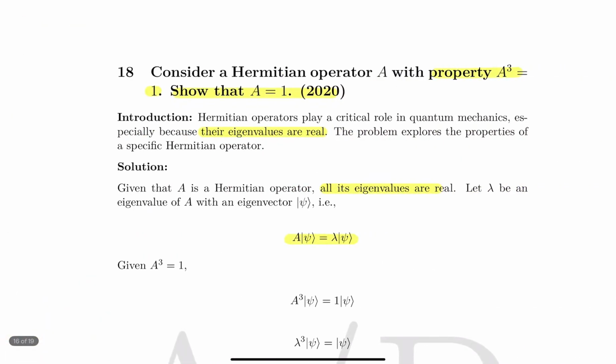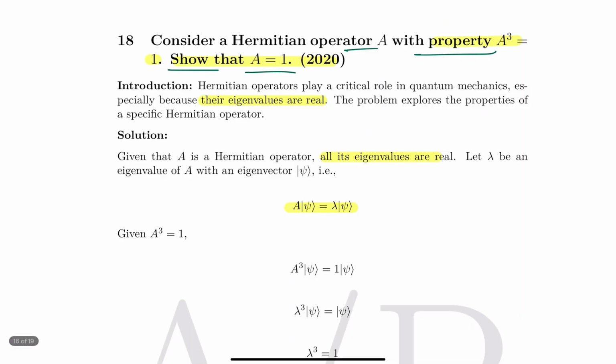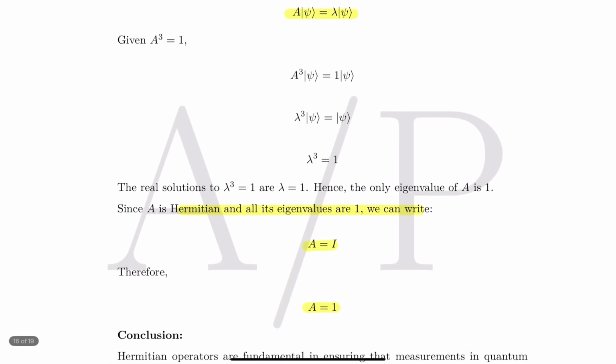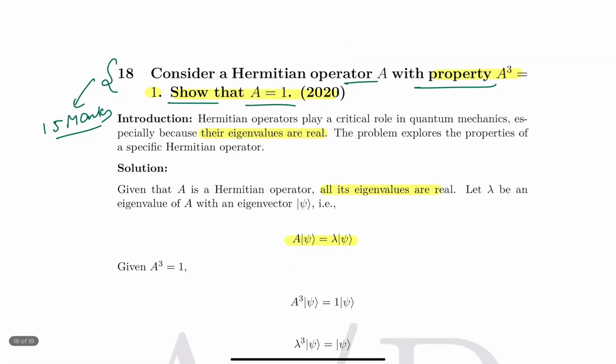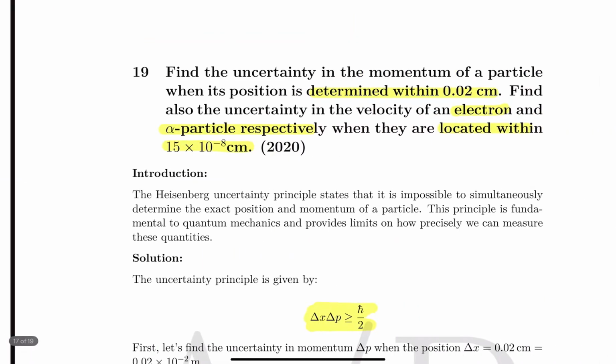Simple. Now we are going to consider a Hermitian operator A with the property A cube equals 1, so that A is equal to 1. This is the question from 2020. You could solve it in various ways, but I think this question is solved in a very simple manner here, and I think it was worth 15 marks. So I'm going to solve it in some other lecture where we will expand this solution, because this solution doesn't seem appropriate for 15 marks. Okay, so let's move forward. We will cover it in the next lecture.